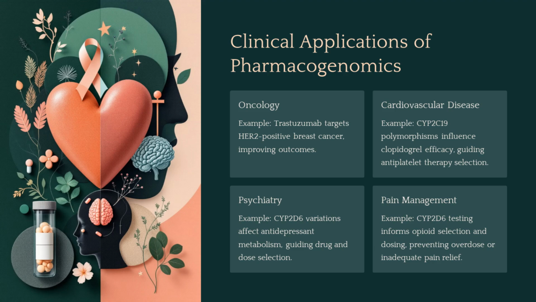Pharmacogenomics has diverse clinical applications. In oncology, trastuzumab targets HER2-positive breast cancer. For cardiovascular disease, CYP2C19 polymorphisms affect antiplatelet therapy. In psychiatry, CYP2D6 variants influence antidepressant metabolism, and in pain management, they affect opioid dosing.